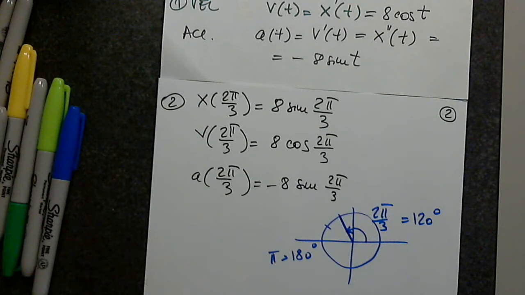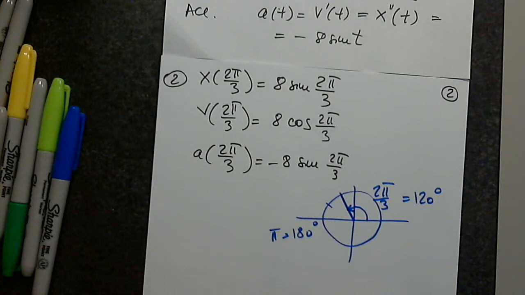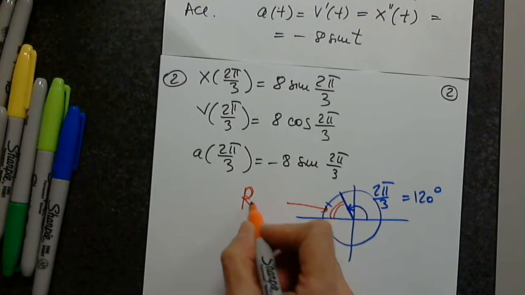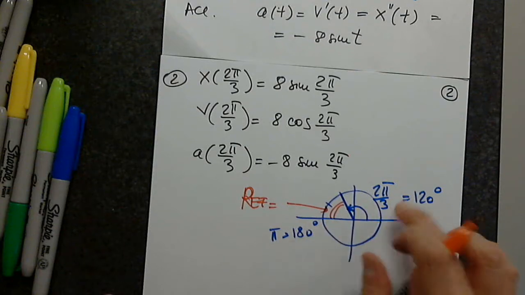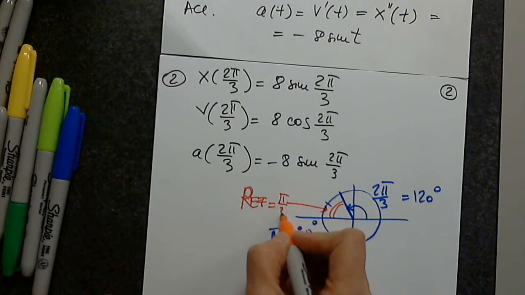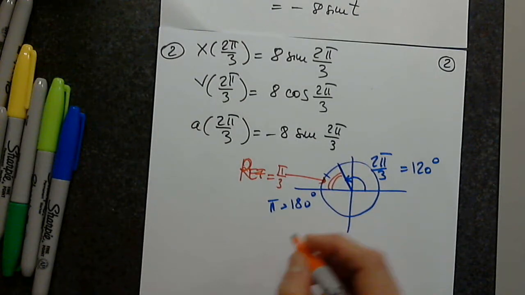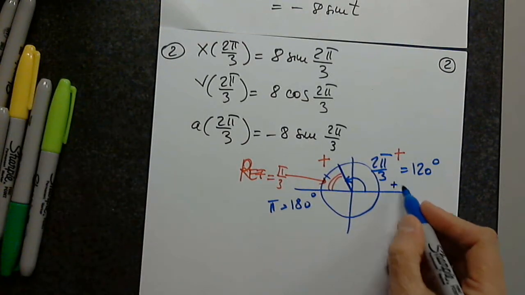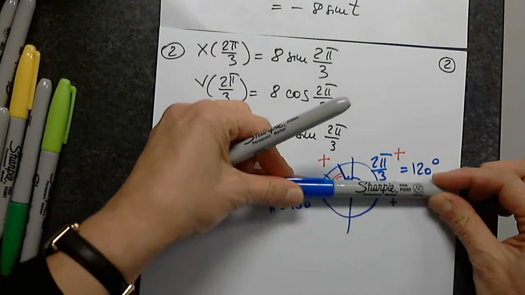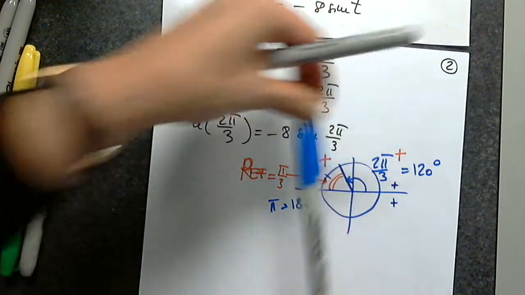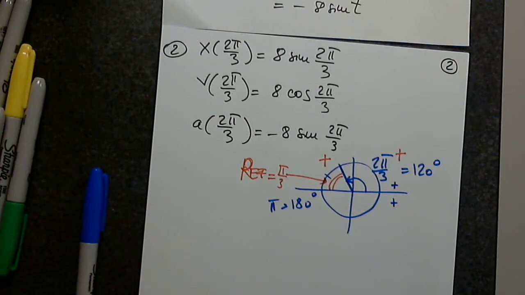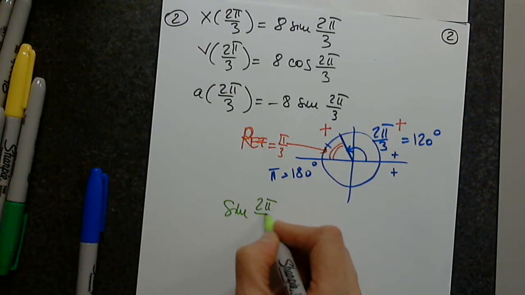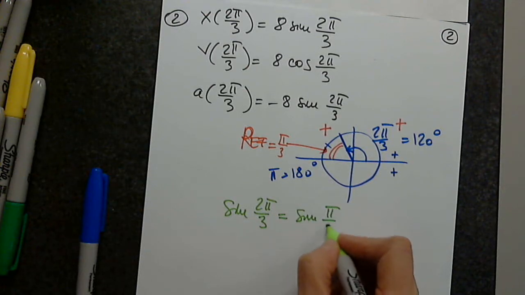The next step, I have to determine the reference angle, which is pi minus 2 pi over 3. It has to be 60 or pi over 3. Sine is positive in these two quadrants, and cosine is positive in these two quadrants, because cosine is measured on the x-axis and sine is measured on the y-axis. Are you with me? Okay, so then all I have to remember is that sine 2 pi over 3 will be identical with sine pi over 3.